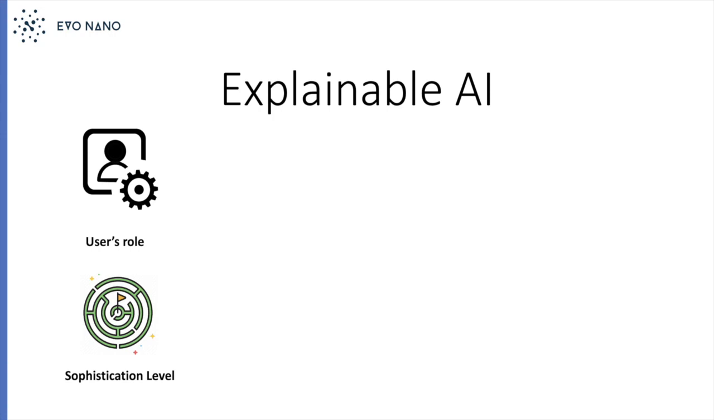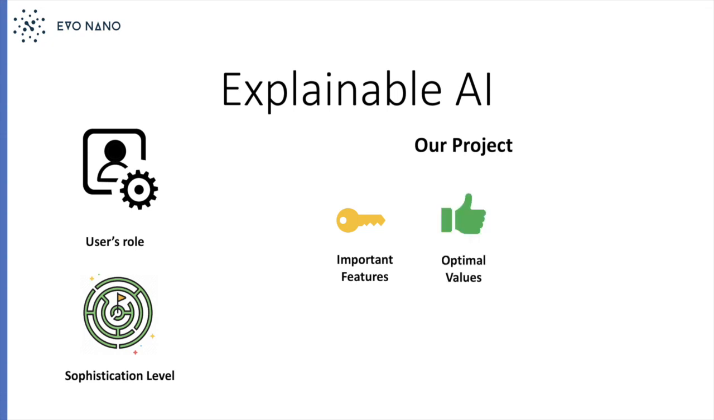On the other hand, consider a lay user who is examining the fairness of an AI model, who might prefer explanations that relate its input to its output. In our specific project, we are interested in three different things. First, we would like to know what the important input features are in designing the optimal nanoparticles. Also, we would like to know what the optimal value ranges for those features are, and finally, how the deep learning model has come to those conclusions so that we could replicate the machine's thought process.